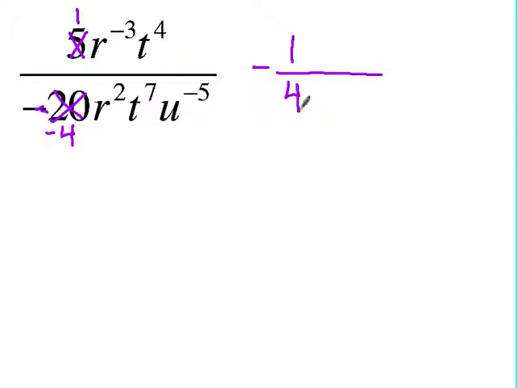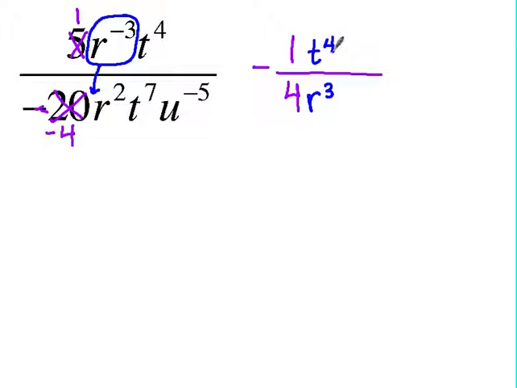Okay, because remember, we don't answer with negatives in the denominator. So let's look at the top. I have an r to the negative third. Where am I going to move that? To the bottom. So now I'm going to put an r cubed. What am I going to do with the t to the fourth? Leave it on top. Okay, so now let's move to the bottom.